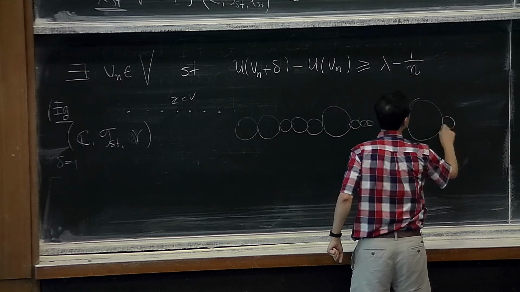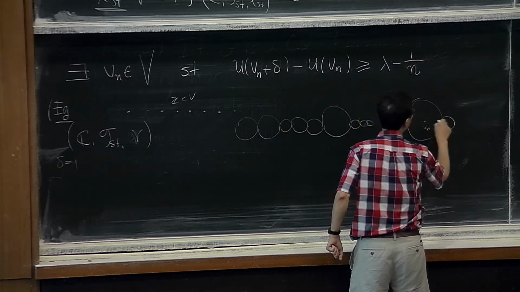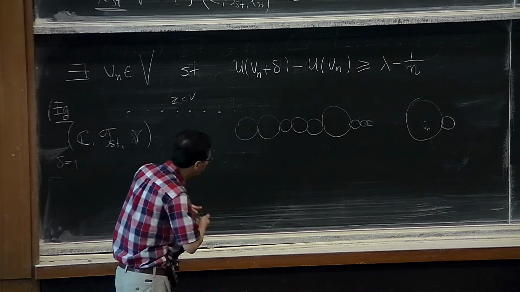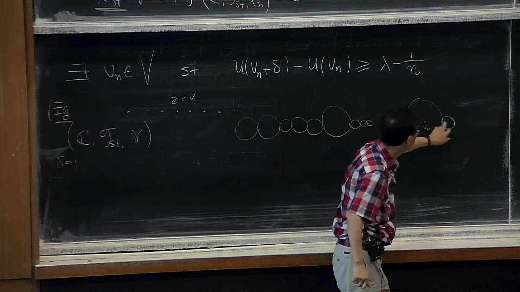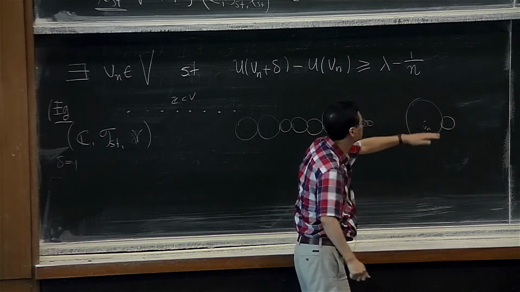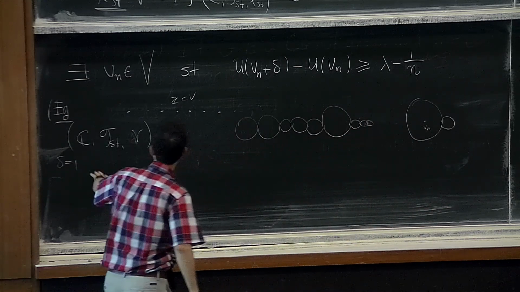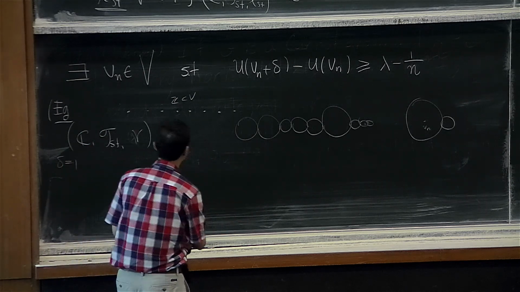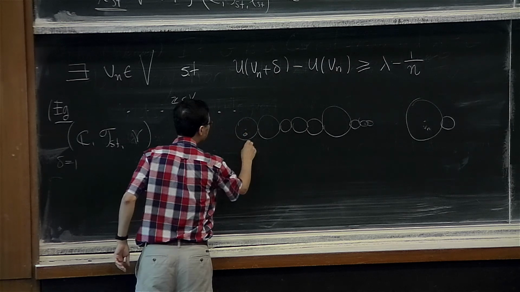So I'm going to choose some Vn where the adjacent ratio is approaching the maximum. The adjacent ratio of the radii is approaching the maximum ratio along this strip. But this V is a lattice. And so what I'm going to do is, so this is, say, the original vertex. This is the origin.